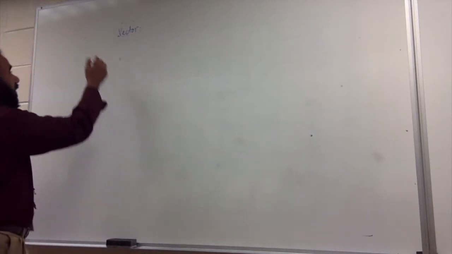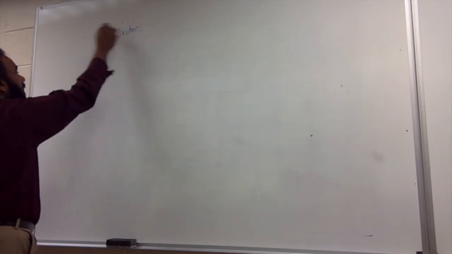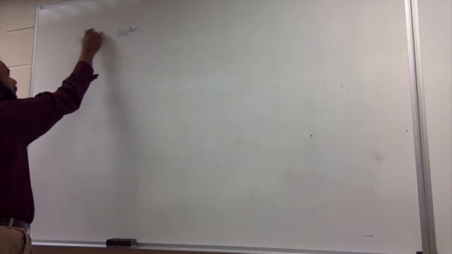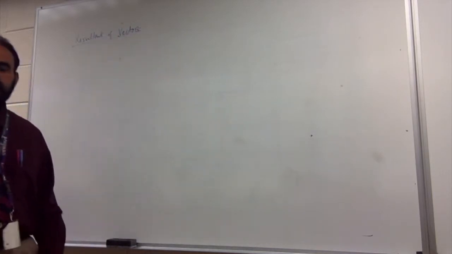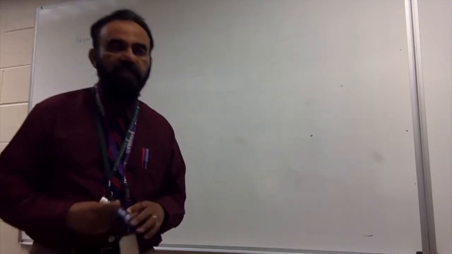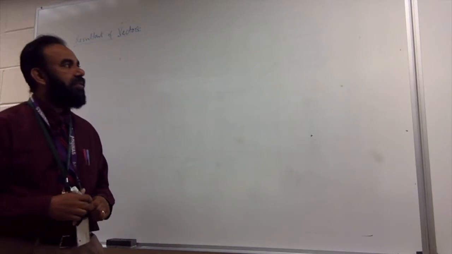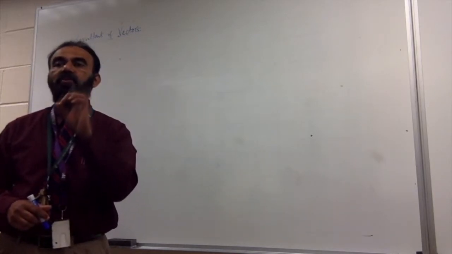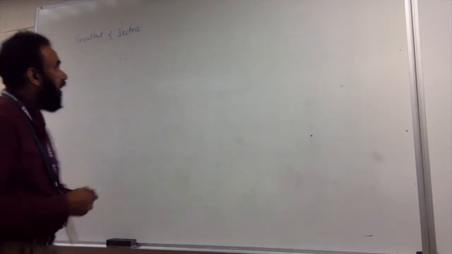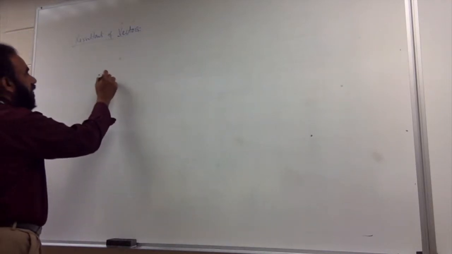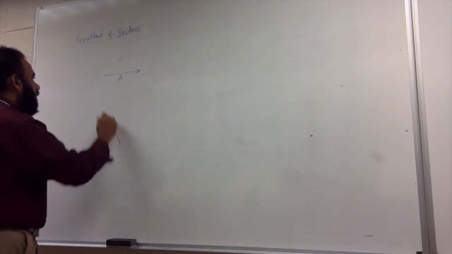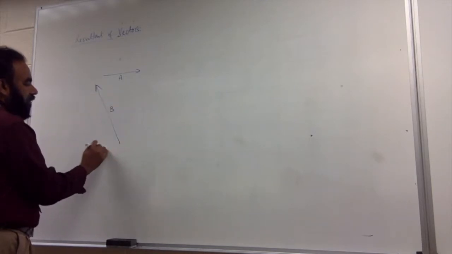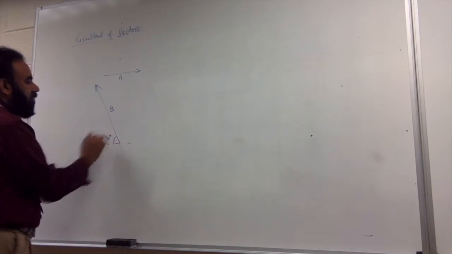Now, so let's say to find the resultant of vectors, there are 3 different approaches, and I'll show you all the three different approaches. The first approach is called the scale drawing method. So now I'm going to show you the vectors. Here is a vector A, and here is a vector B at an angle of 70 degrees.